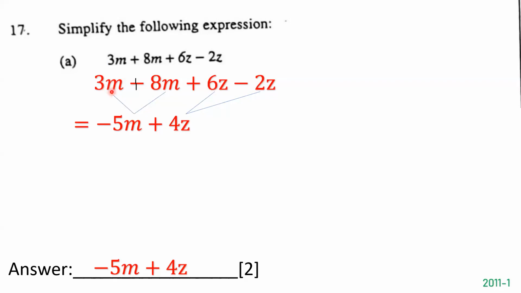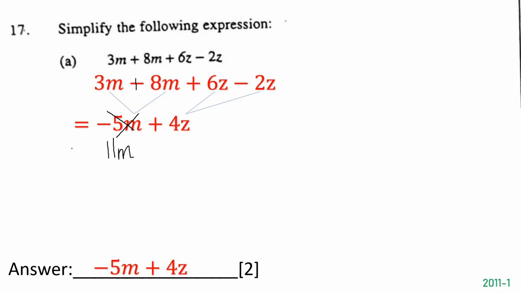The good thing about this question, which I like, is that the like terms are already grouped together, the m's are together and the z's are together. So all we have to do is perform the expression. 6z minus 2z is definitely 4z. And for 3m plus 8m, we just have to add 3 plus 8, and 3 plus 8 is definitely 11. So it's supposed to be 11m. So the answer is going to be 11m plus 4z.